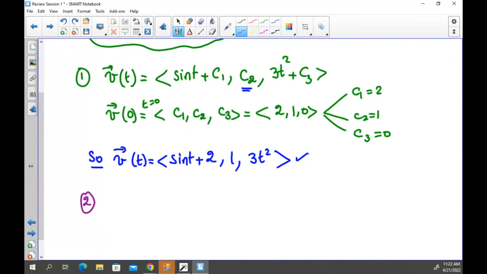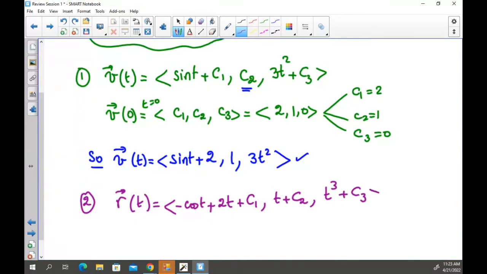We integrate again to find the position vector r, which is what we want. Again, it's going to be the integral of sine, which is minus cosine, plus the integral of 2, which is 2t plus a constant, and then the integral of 1, t plus another constant, and finally 3t squared, which is t cubed plus a third constant.